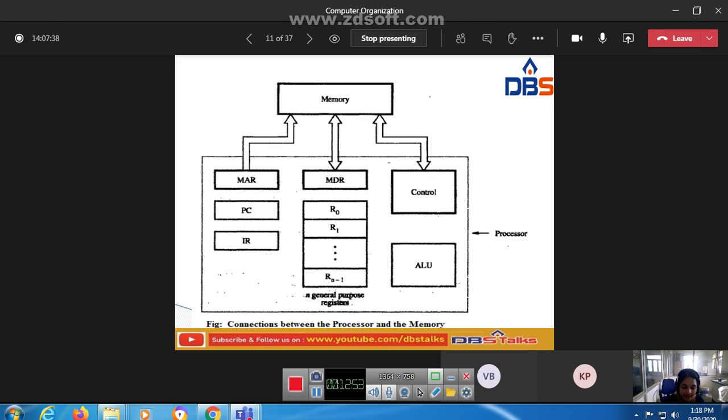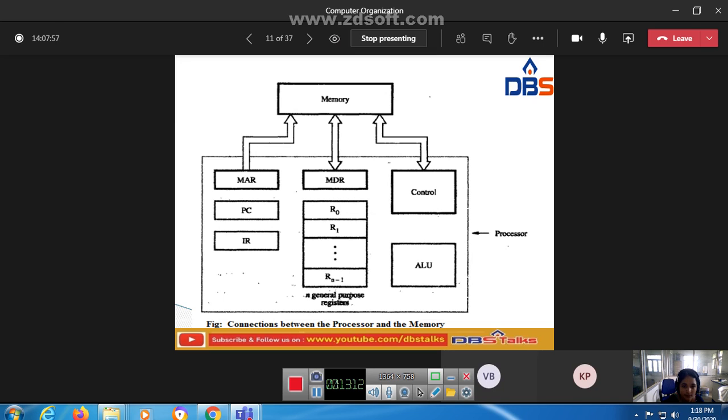What is meant by instruction register? It holds the instruction that is currently being executed. Its output is available to the control circuits, which generate the timing signals that control the various processing elements involved in the execution of instructions. That is called the instruction register.